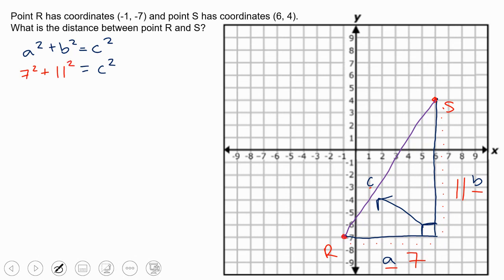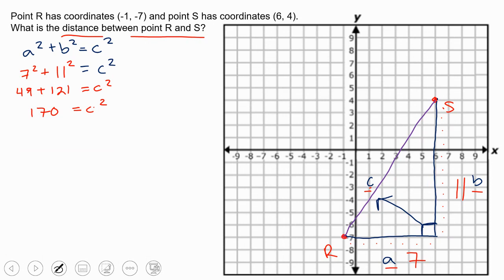I'm going to go ahead and do it the long way. 7 times 7 is 49 plus 121, because that's what 11 times 11 is, equals C squared. I'm going to add these two numbers up, which is 170, which equals C squared. But remember that you're just looking for C. You're looking for that distance between points R and S.